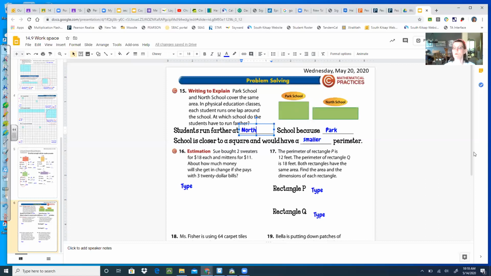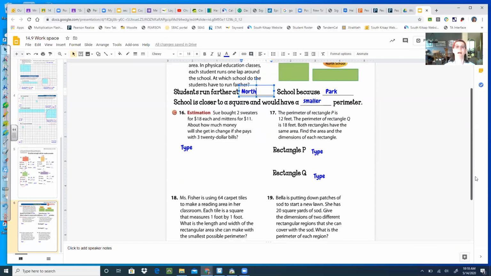Okay, estimation. Remember, estimate means round. Sue bought 2 sweaters for $18 each and mittens for $11. About how much money will she get in change if she pays with 3 $20 bills? They want us to round. We are not finding the exact answer.